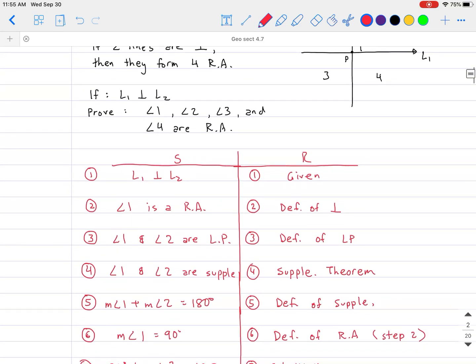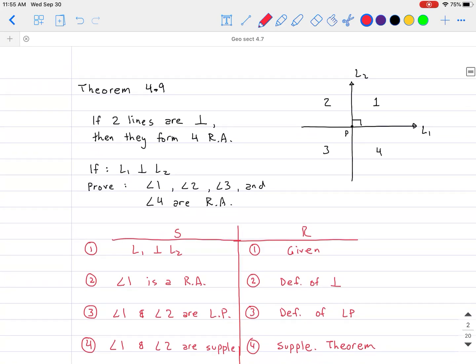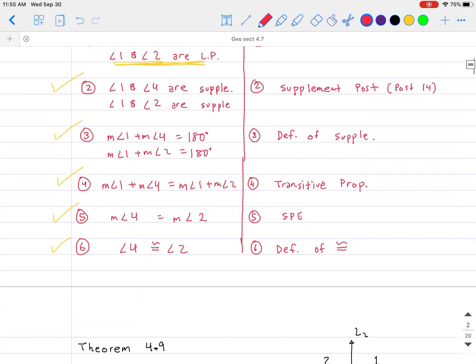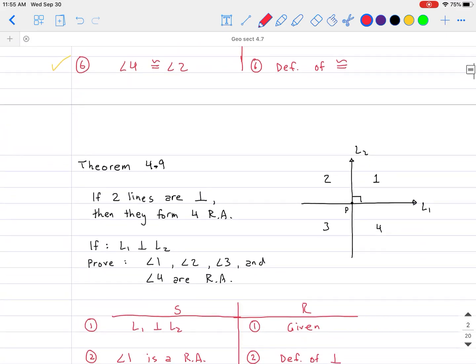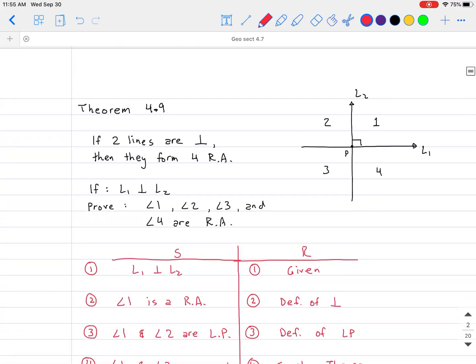Here we go. And by the way, we also have to use the vertical angle theorem in this theorem too, because if we're proving something, we might as well try to use it as well, right? So that's where this is going to come in. All right, so anyhow, theorem 4.9 says that if two lines are perpendicular to each other, then they form 4 right angles. Well, here, what I know is that L1 and L2 are perpendicular to each other. That's all I have to work with.